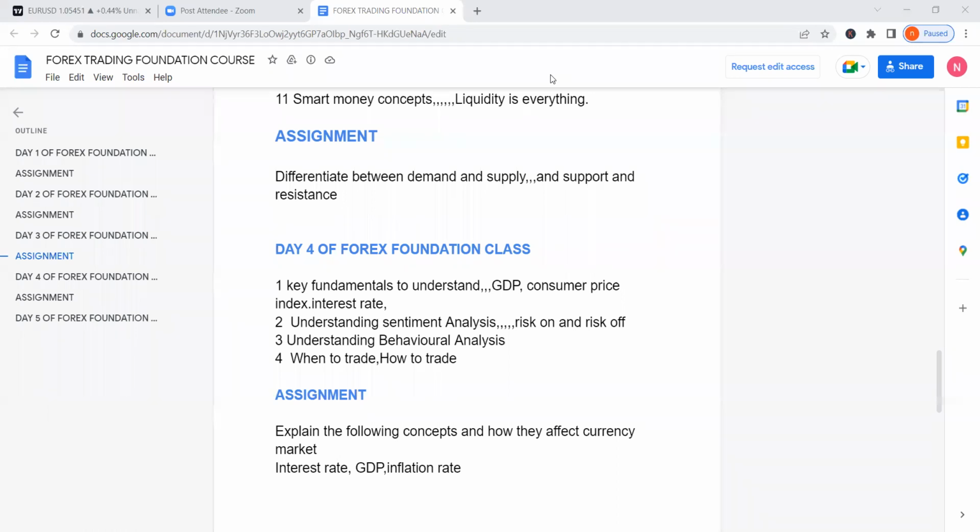Do you understand now? The same way you apply it to GDP, that is the same thing you apply to all other economic indicators. When they release it, let me show you an example. I have to show you an example right away before we move on.